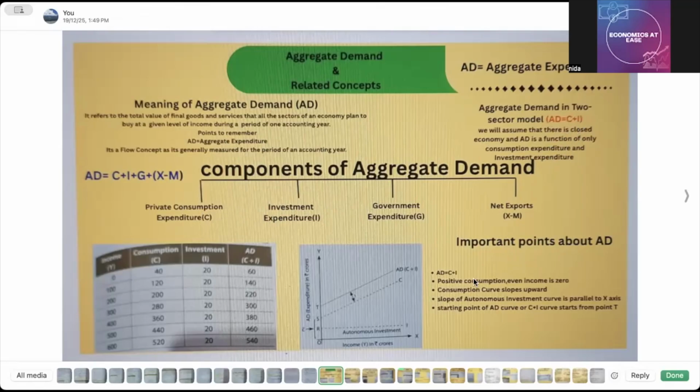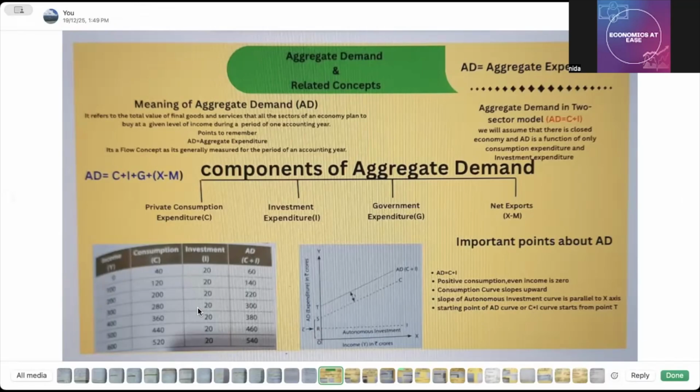Now, important points about AD: AD is an upward sloping curve. Here, consumption is positive even when income is zero, because when income is zero we never escape consumption. We still consume the basic needs with the help of past savings. The consumption curve slopes upward, and the autonomous investment curve is parallel to the x-axis, that is, we are assuming that investment is autonomous, constant, or the same.